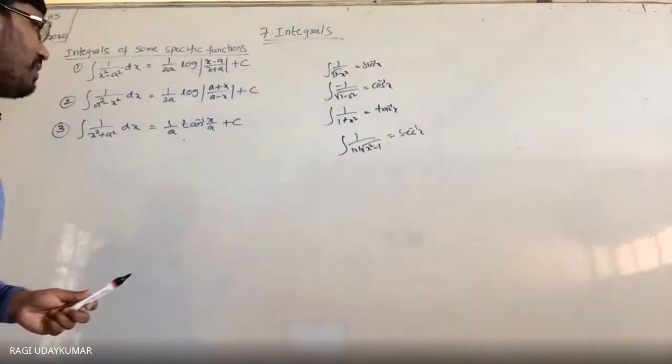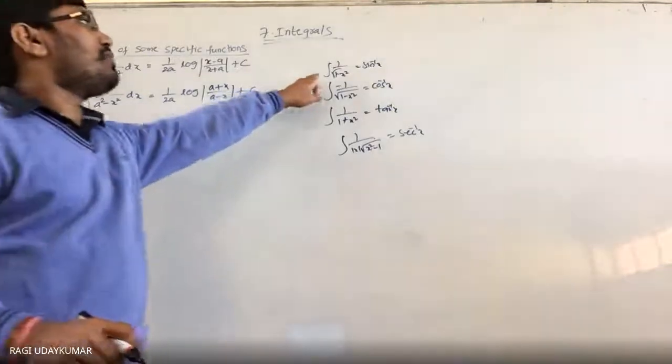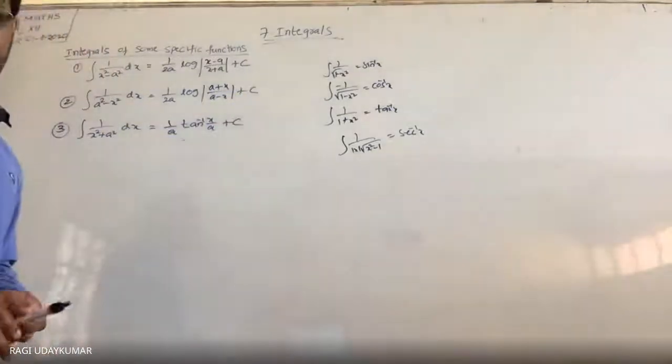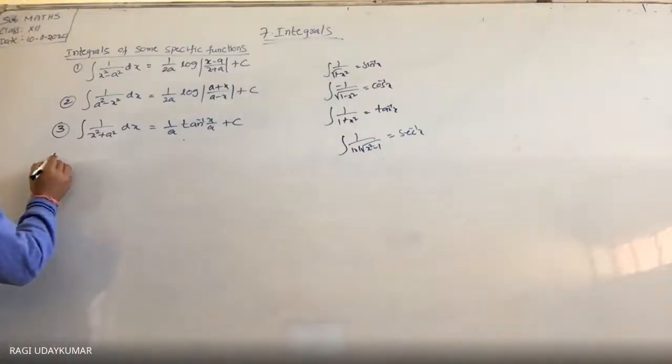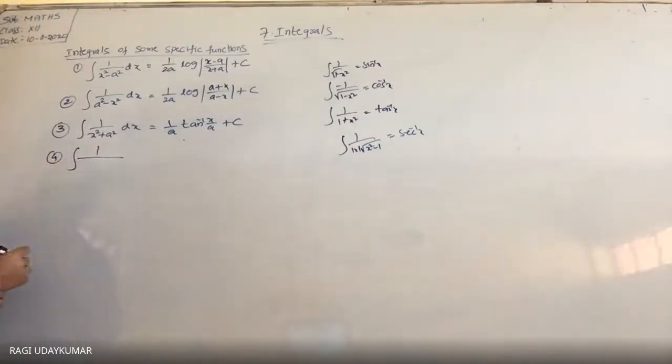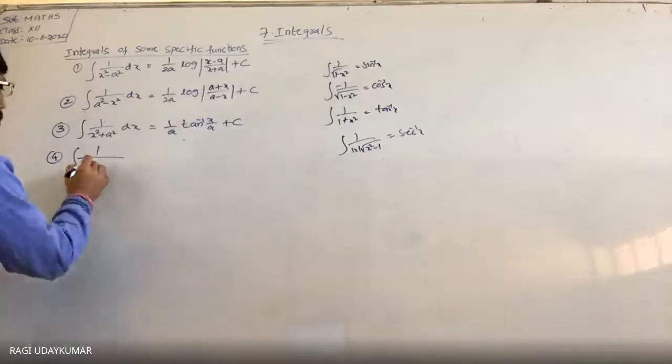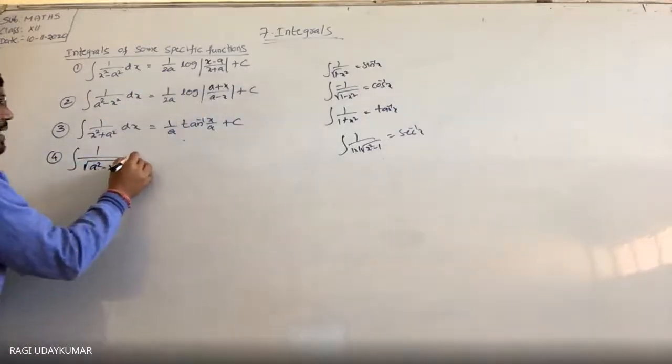So this is one, okay, and like this also we are going to have sin inverse x by a. So the fourth one is, you can remember that integration of 1 by under root of a square minus x square dx.